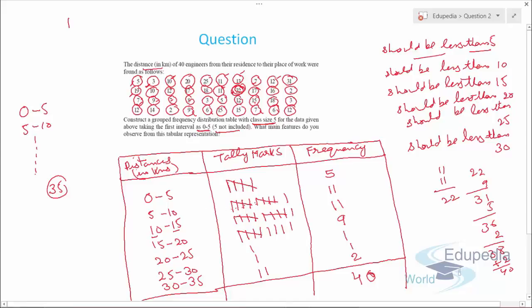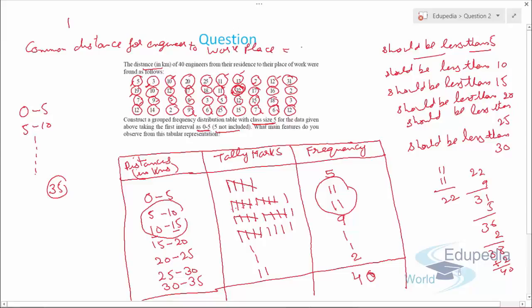Now, what are the main features you can observe from the distribution table? You can see properly we have two matching frequencies of the highest frequency, which is 11 and 11. So we can say that the average, or common, distance for an engineer to the workplace is between 5 to 15 kilometers. We can say like that, right? It's an average distance, and it's also the highest distance.